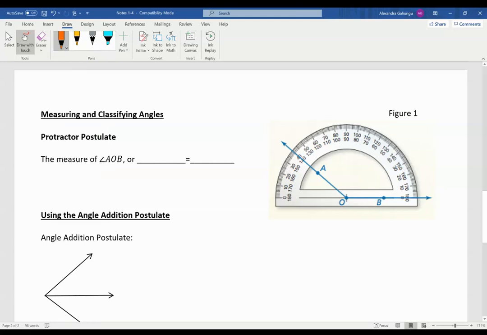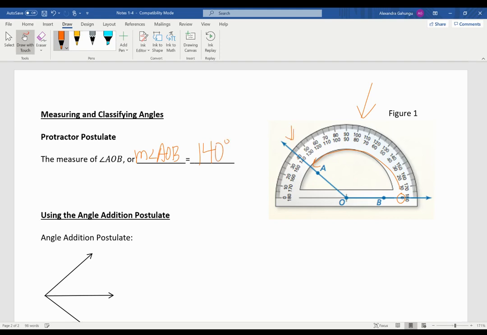Okay, now we're looking at measuring and classifying, and we're talking about the protractor postulate. This is a protractor, and we can measure our angles using it. If we look at angle AOB, we would also call it the measure of angle AOB. That's our symbol, m∠AOB, and we actually find the degrees for it. So I can read the 0 here and then go all the way to 140.